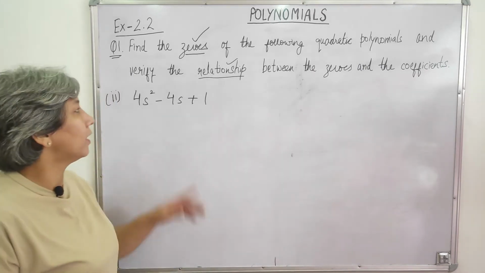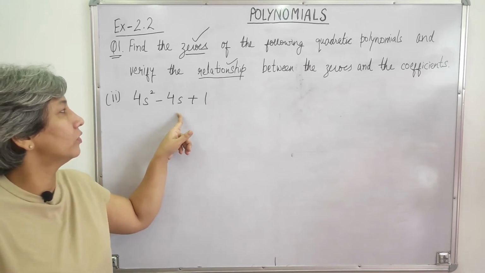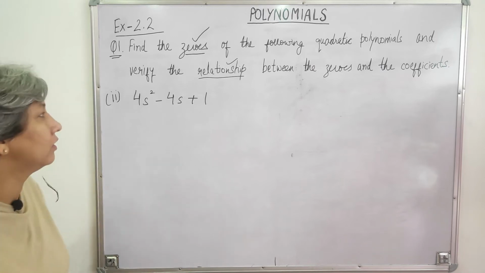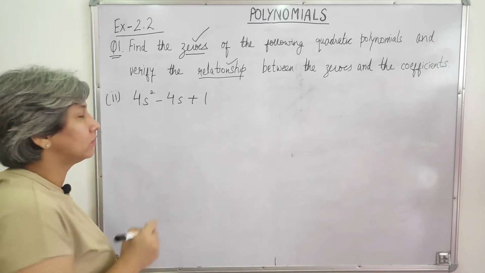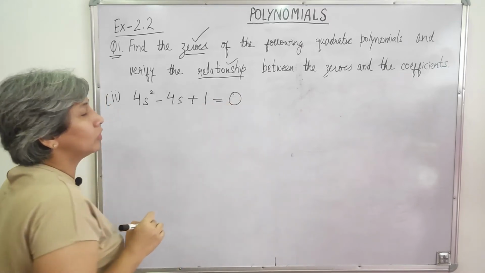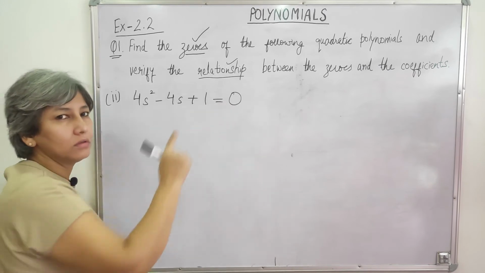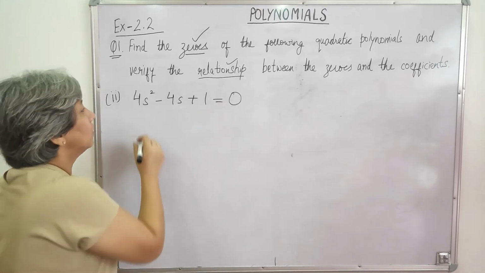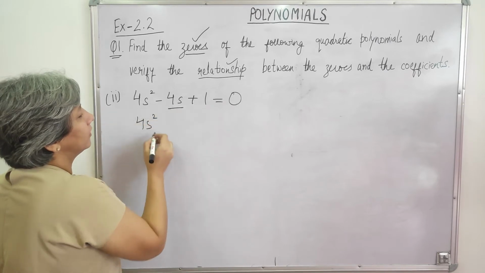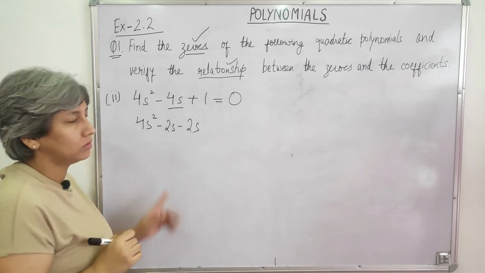So the second part of the first question is 4s² minus 4s plus 1, right? Let's do it again by middle term splitting. We'll first equate it to 0 to find the values of my variable for which the whole expression is 0. So those are the zeros. So let's split the middle term. We'll split the middle term 4s into 2s and 2s.